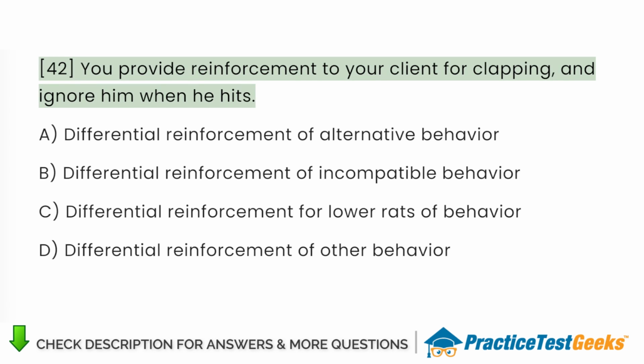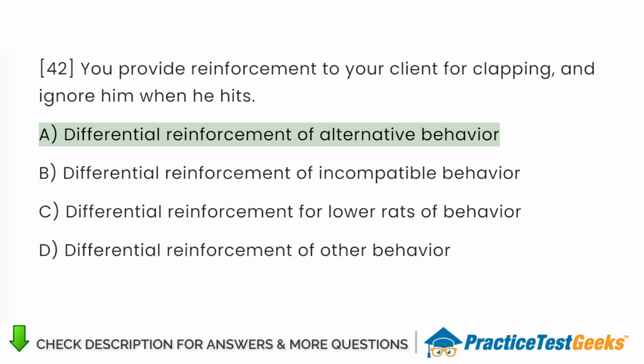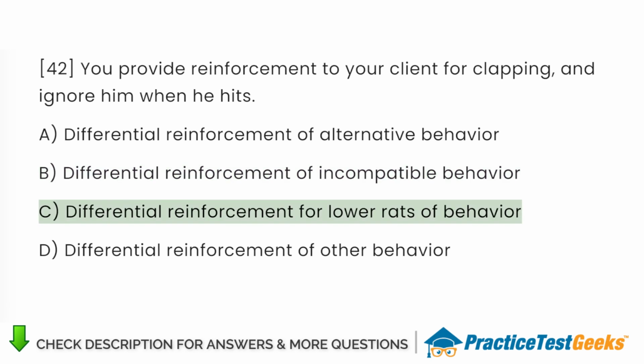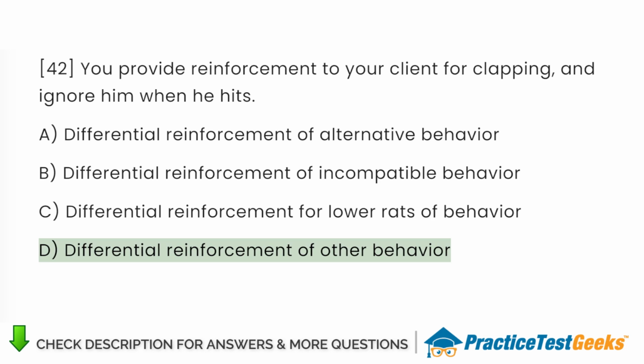You provide reinforcement to your client for clapping and ignore him when he hits. A. Differential reinforcement of alternative behavior. B. Differential reinforcement of incompatible behavior. C. Differential reinforcement for lower rates of behavior. D. Differential reinforcement of other behavior.